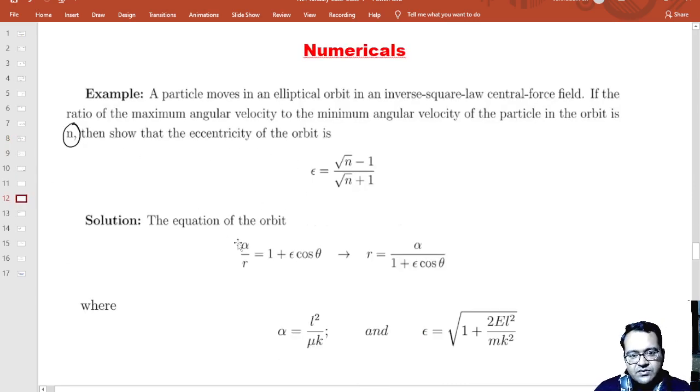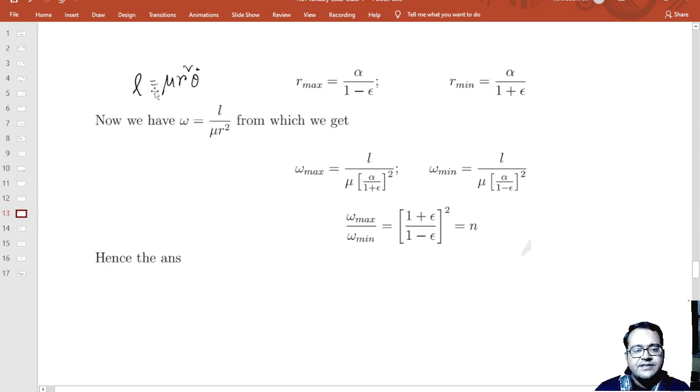We start with the equation of the orbit: alpha by r is 1 plus epsilon cos theta, where r, alpha and epsilon are as defined. Always start with this. L is mu r square theta dot, you know. So r max is alpha by 1 minus epsilon, r min is alpha by 1 plus epsilon, as discussed. So we have omega, this theta dot, as omega.